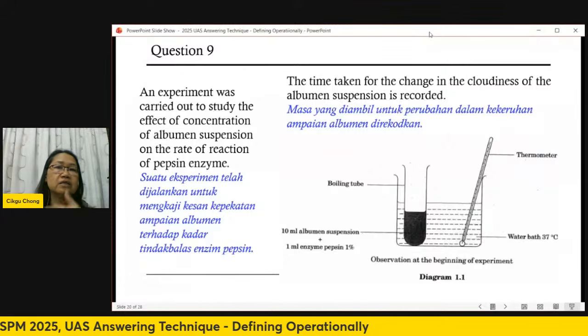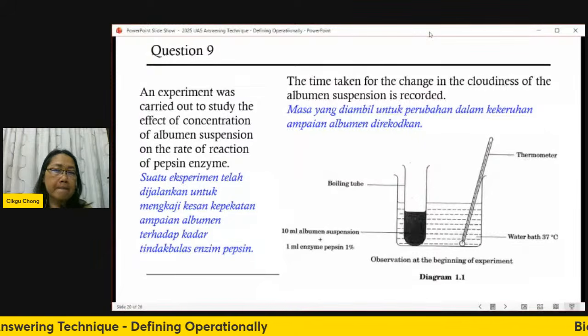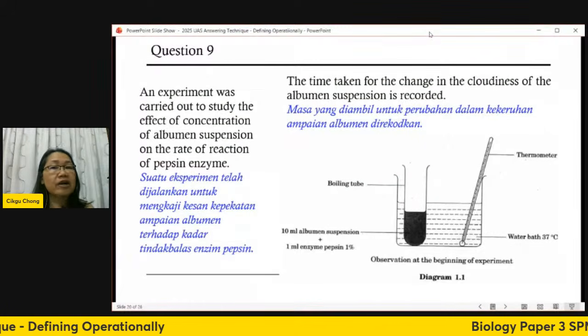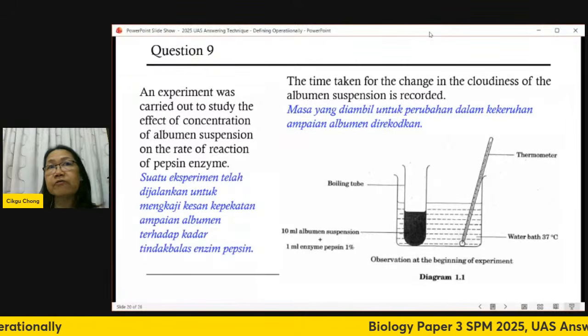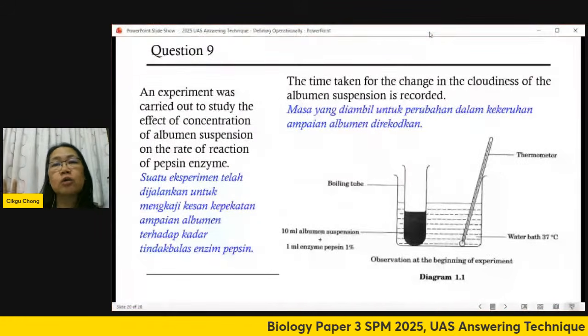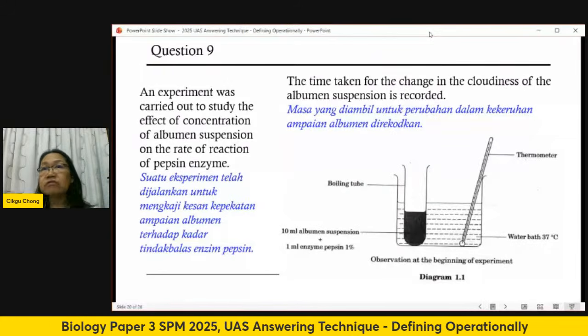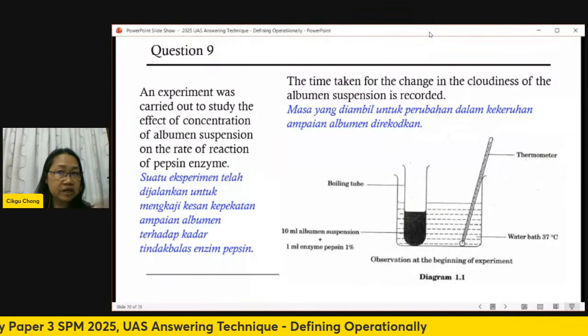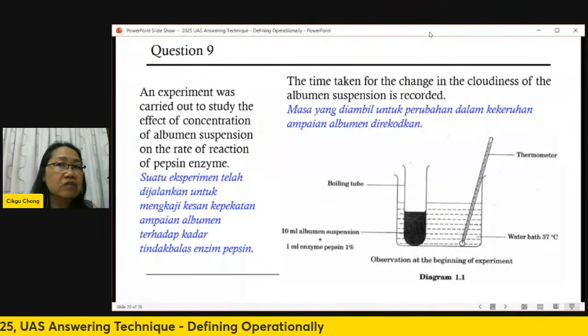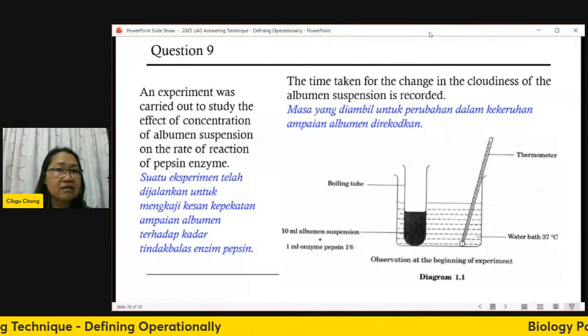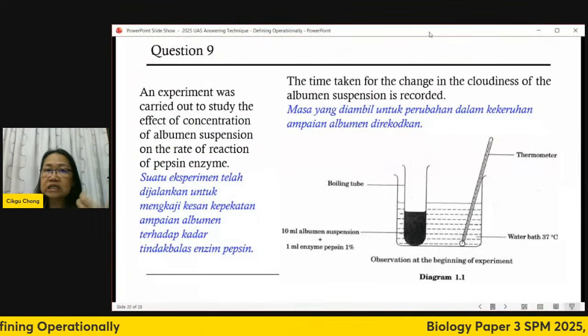It shows you whether the rate of enzyme reaction is high or low. If it takes a long time for it to become clear, that means your enzyme is not working very well. If the albumin becomes clear very fast, that means your enzyme is working very well. The rate of enzyme reaction is high. So now you see the time taken.